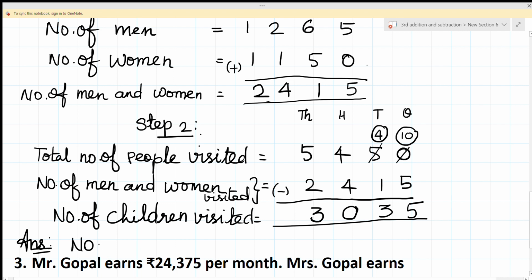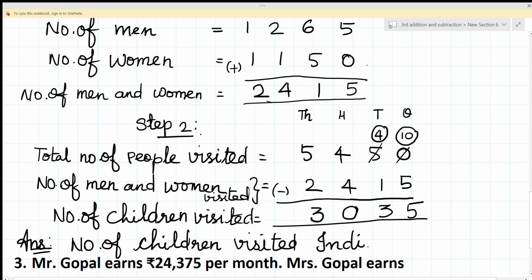Number of children visited India Gate. So how many children were visited? Yes, it is 3035. Is it clear? Shall we move to the next? Yes, next question.